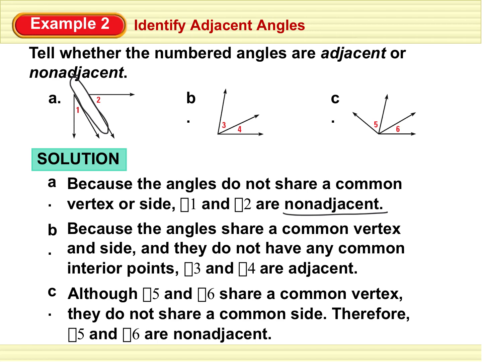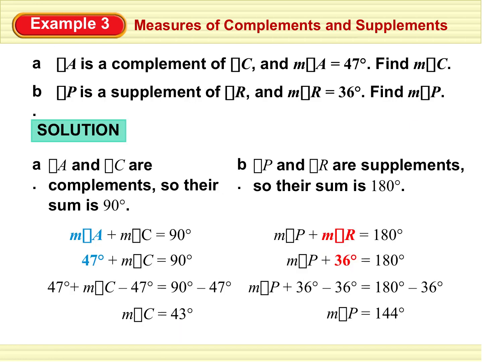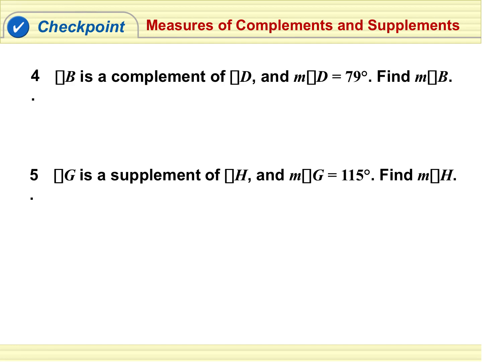Okay, what about B? Are those adjacent or non-adjacent? They're adjacent because they're connected. They make one big angle, but separately, they're their own angle. C, are those adjacent or non-adjacent? Non. Why do you say non? There's an angle between them, or a gap. Good. So that would be non-adjacent. Any questions?